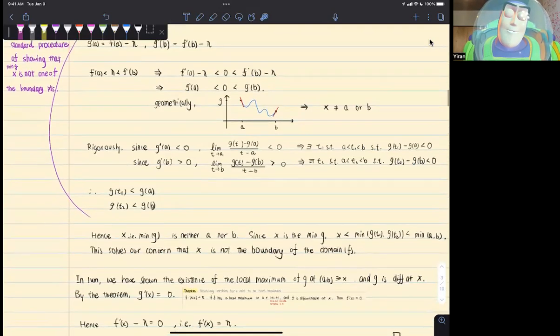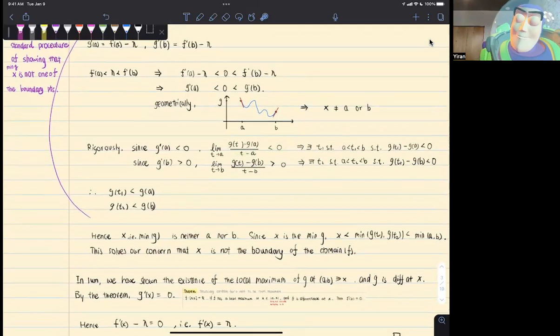So since G prime of A is smaller than 0, we just write down the definitions, right? Here is the definition for G prime of A, and this is smaller than 0. And by definition of limit, there exists T1 in the neighborhood of AB such that the whole thing is smaller than 0. And because T minus A must be positive, we can directly write that the numerator is less than 0.